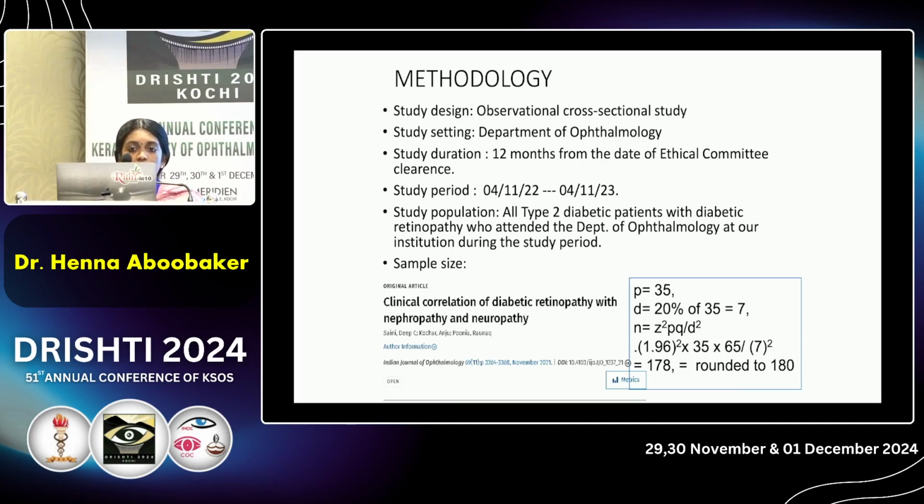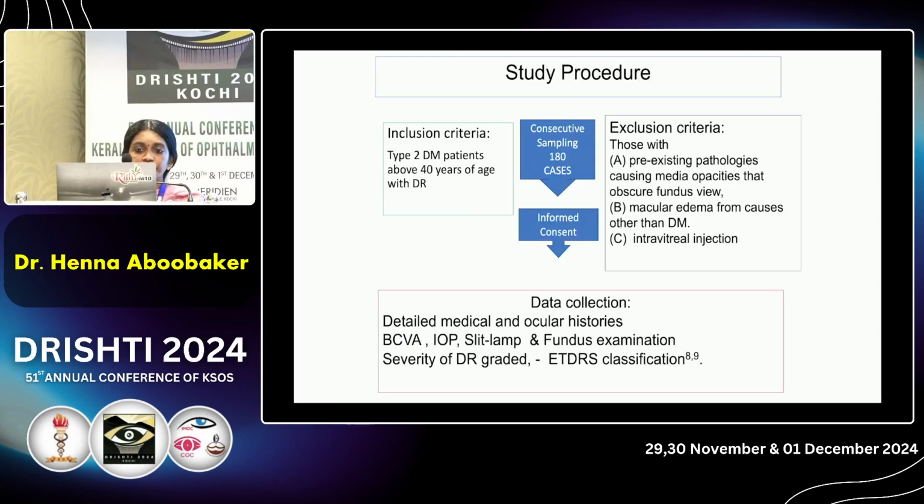Study population included all type 2 diabetic patients with diabetic retinopathy who attended the Department of Ophthalmology of our institution during the study period. Sample size was calculated by the formula Z square PQ by D square with a margin of error 20%, based on a study conducted by Saini et al. in 2019 at Rajasthan. Sample size was calculated as 178, which is rounded to 180. So, based on the inclusion and exclusion criteria, 180 participants were recruited from the study population.